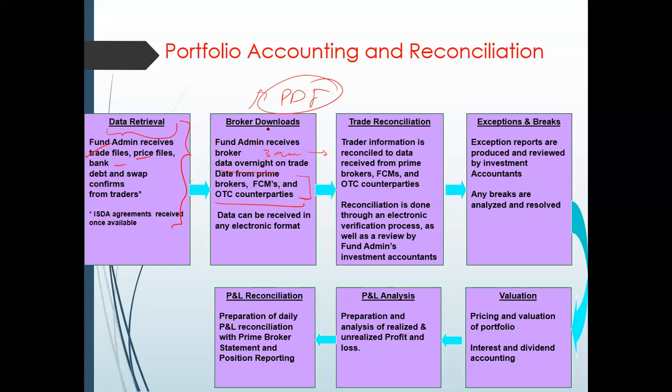Next step is, of course, once the data is downloaded, data is retrieved, first the fund admin receives the data from the client, then the broker provides the data. So there are two sources of data here, one and second. Now these two need to be reconciled. So trade reconciliation starts after these two steps.